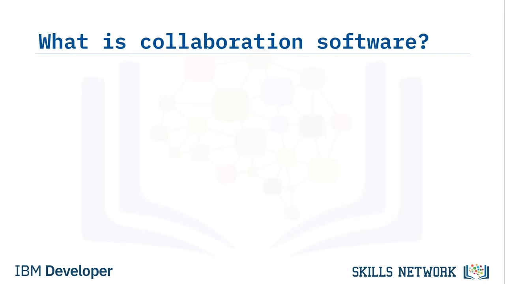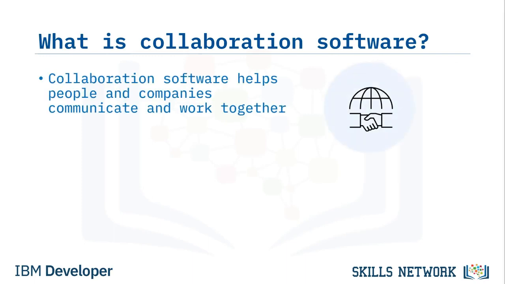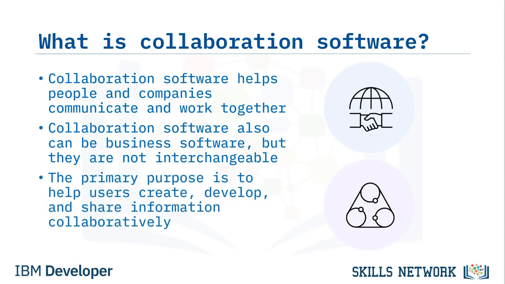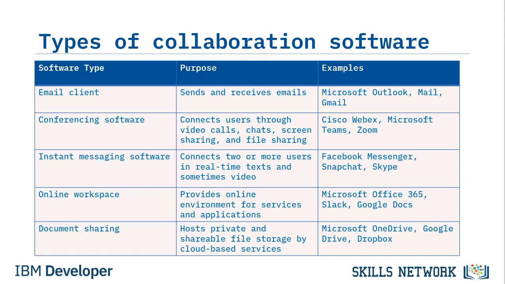What is collaboration software? Collaboration software helps people and companies communicate and work with each other. Some collaboration software can be classified as business software also, but the two are not interchangeable. The primary purpose is to help users create, develop, and share information collaboratively. There are 5 common types of collaboration software.